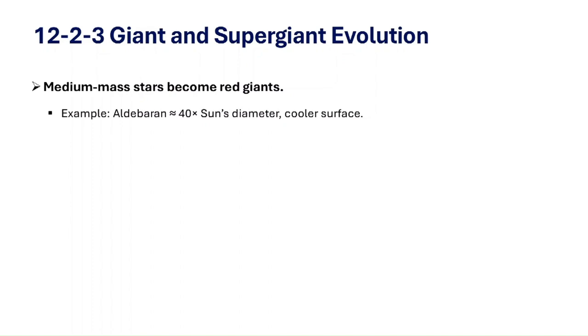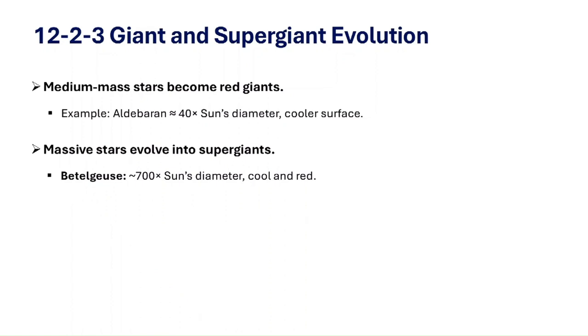So this is a perfect illustration of how core contraction and shell hydrogen fusion push the outer layers outward, making the star enormous and less dense. Now massive stars take this expansion even further. They become supergiants and their properties are even more extreme. Betelgeuse is an iconic example: about 700 times the diameter of the Sun and quite cool on its surface, giving it that deep red glow.